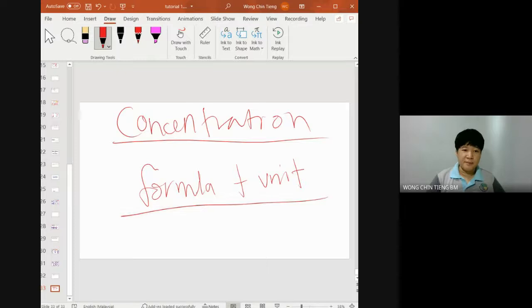Next week, siapa-siapa yang saya tanya tak boleh spontaneous cakap formula yang saya nak dalam unit yang betul, satu kelas saya denda ulang formula tu. Concentration will be hopeless, will be meaningless. Dia akan jadi no point kalau kamu nak masuk buat concentration tapi tak hafal formula, tak tahu unit.